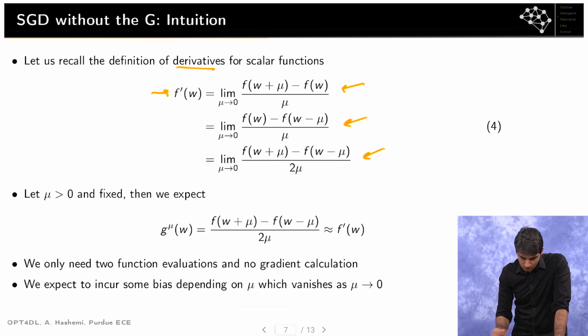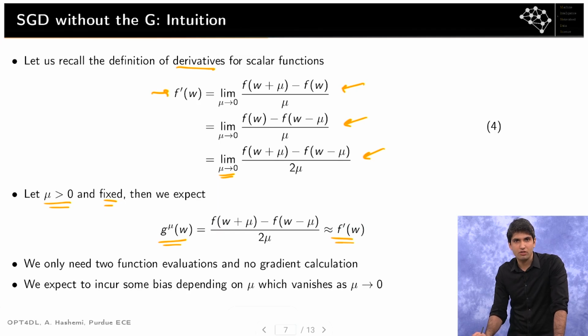Now, let's imagine that instead of setting mu to go to 0, we use a mu which is not 0 and fixed, but is very, very small. And let's consider this quantity: f evaluated at W plus mu minus f evaluated at W minus mu, divided by 2 mu. Again, if mu goes to 0, this is nothing but the derivative of the function. But if mu is not going to 0 and it's small, we still expect this to be a good approximation of the derivative. So for small mu's, this should be a good approximation.